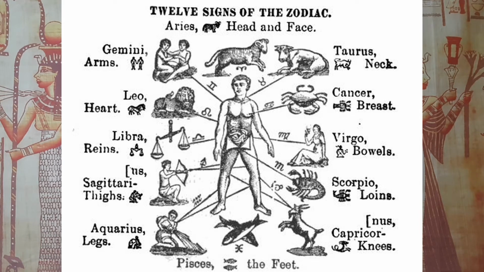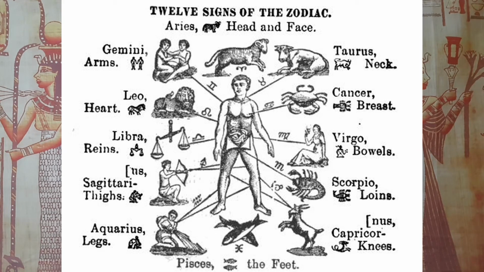Taurus deals with the throat. Gemini deals with the arms. Cancer deals with the hands. Leo deals with the heart. Next we have Virgo, deals with the stomach. Libra deals with the kidneys. Scorpio deals with the pelvis. Sagittarius deals with the thighs. Capricorn deals with the legs. Aquarius with the ankles, and Pisces with the feet.